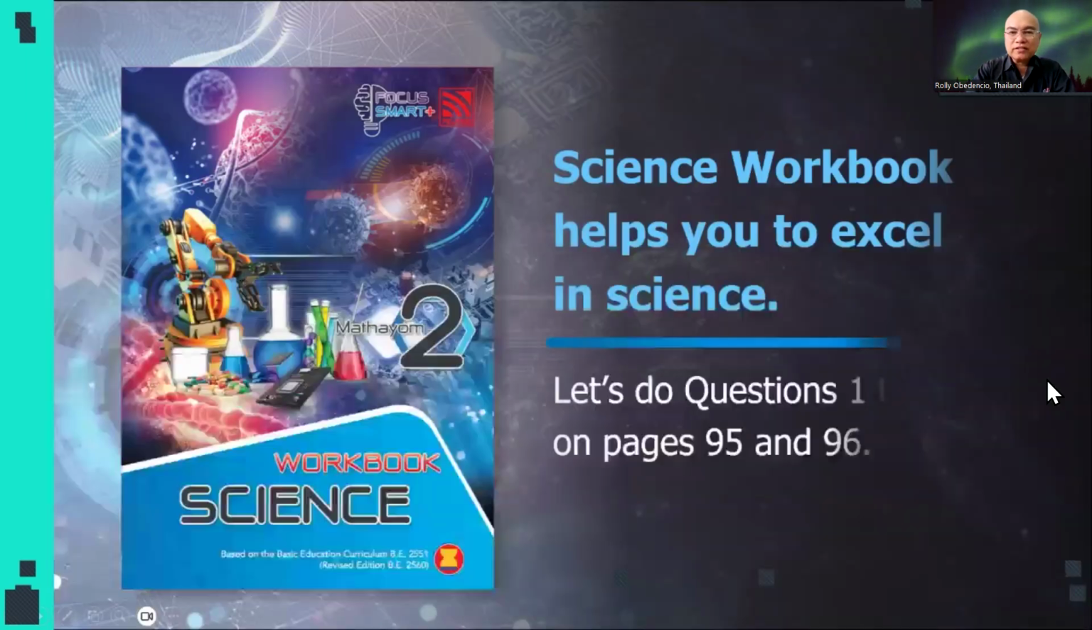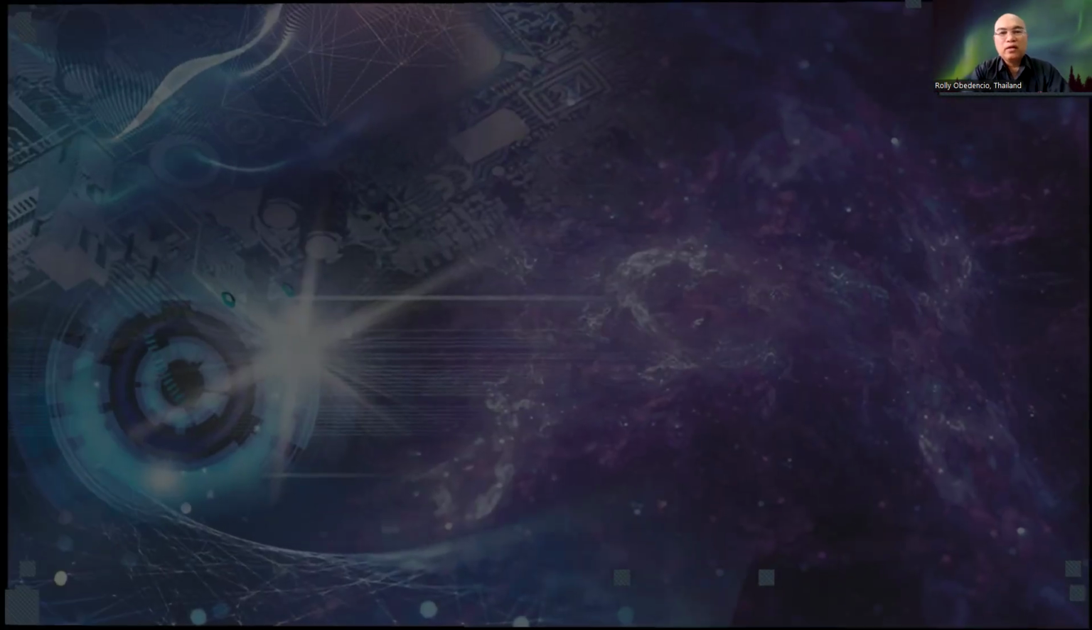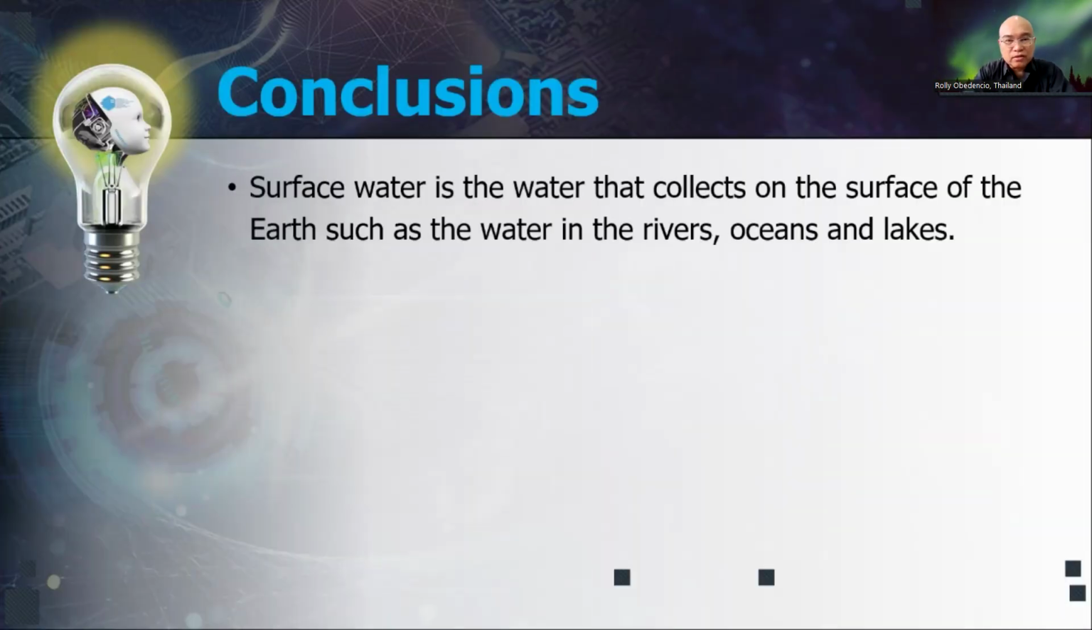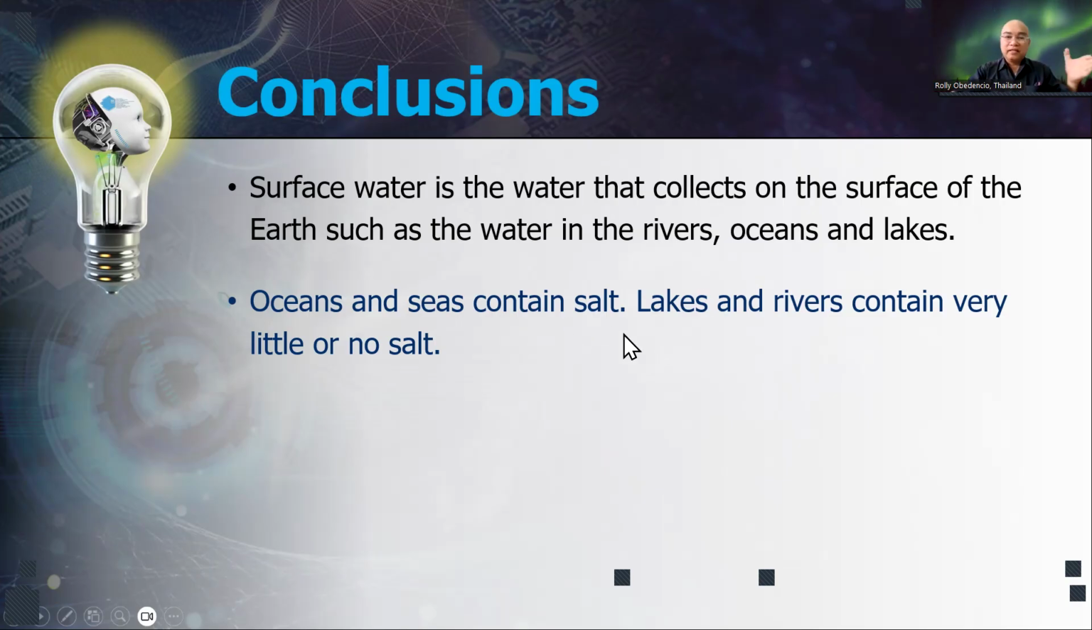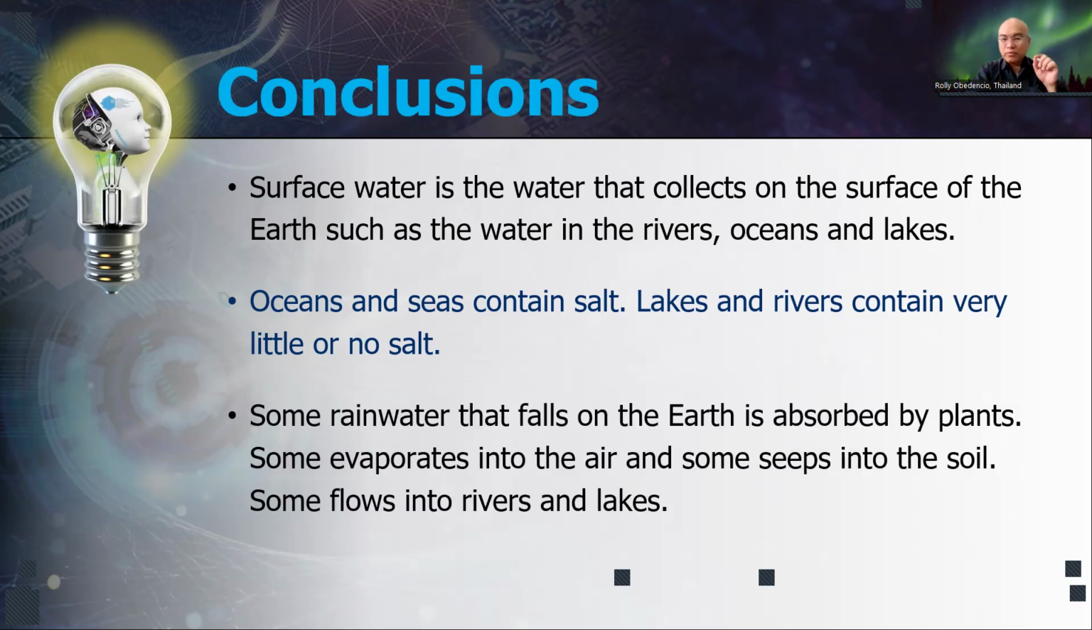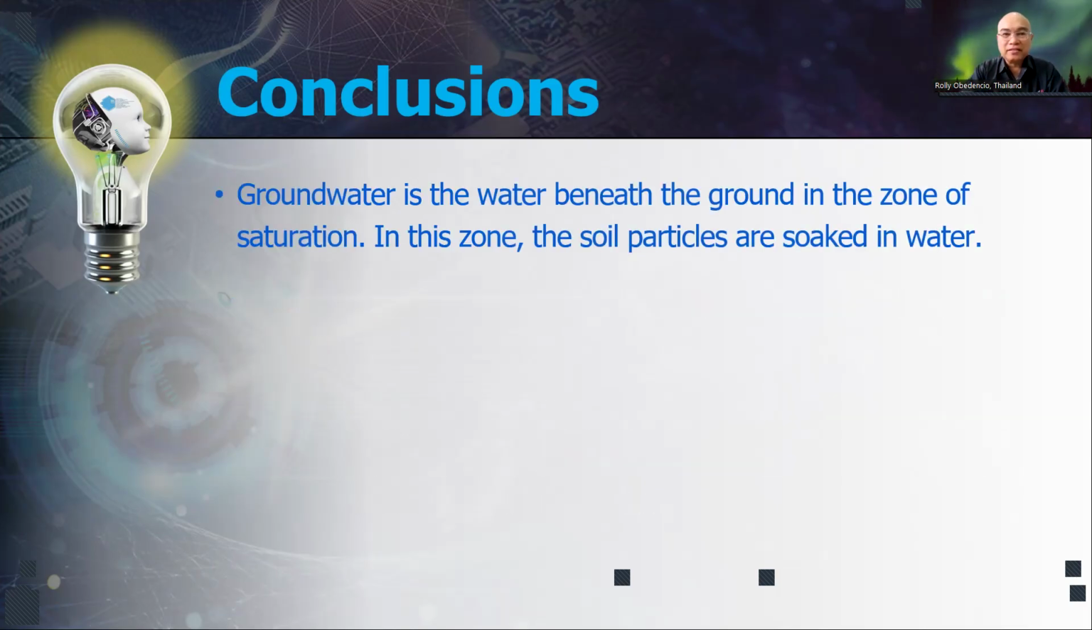Now that you have watched it, I want you to look at this conclusion. Surface water is the water that collects on the surface of the earth, such as the water in the rivers, oceans, and lakes. Oceans and seas contain salt. Lakes and rivers contain very little or no salt. Some rainwater that falls on the earth is absorbed by plants. Some evaporates into the air and some seeps into the soil. Some flows into rivers and lakes.